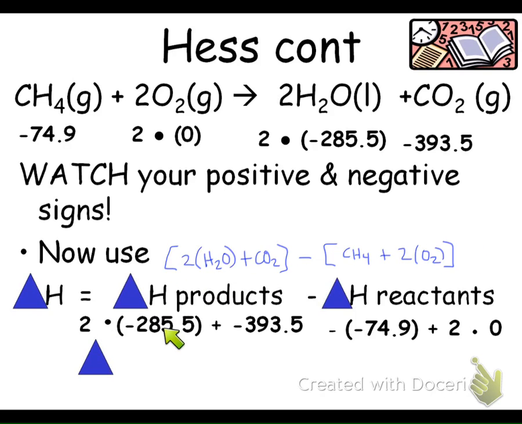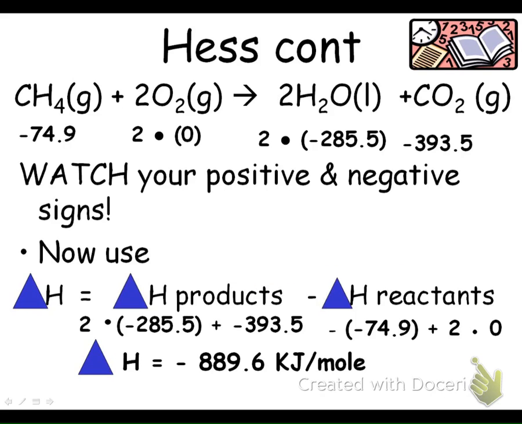So you can plug in the negative 285.5 right in the space for water, and then negative 393.5, and then negative 74.5, and then 2 times 0. I know it's redundant because you know it's a 0, but please just do that to show your work. Biggest pitfall here is watching your positives and negatives when you put things into your calculator. And so my value ends up being negative 889.6 kilojoules per mole.